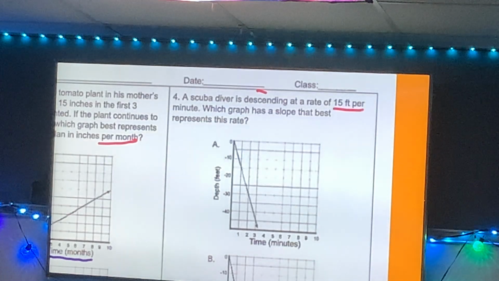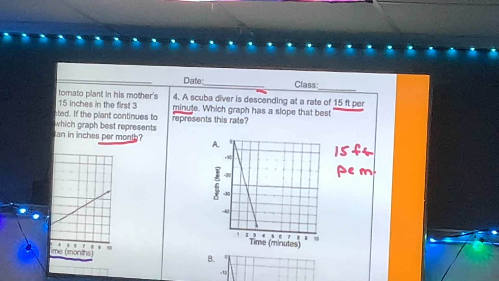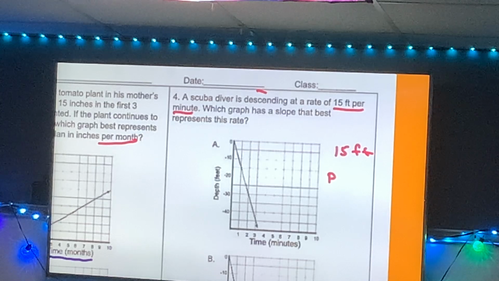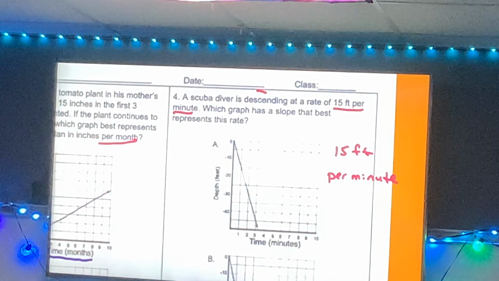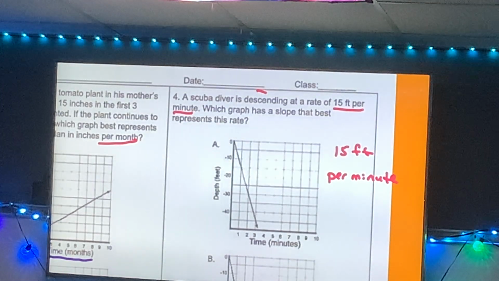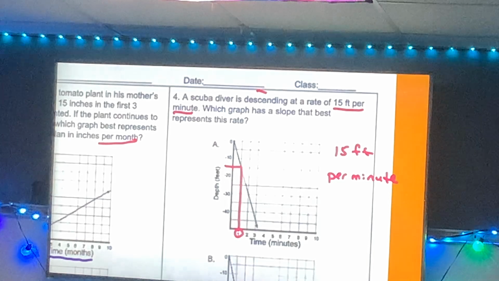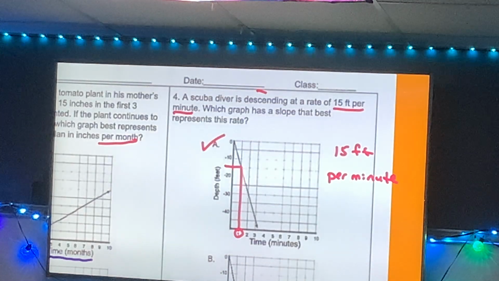Okay, and oh look, 15 feet per minute. They already have it for 1 unit. I don't even have to worry about figuring it out. So I'm going to go up. I'm going to start at 1 minute. I'm going to go up and over. Could that be a negative 15 drop? Yes. So that's probably my answer.